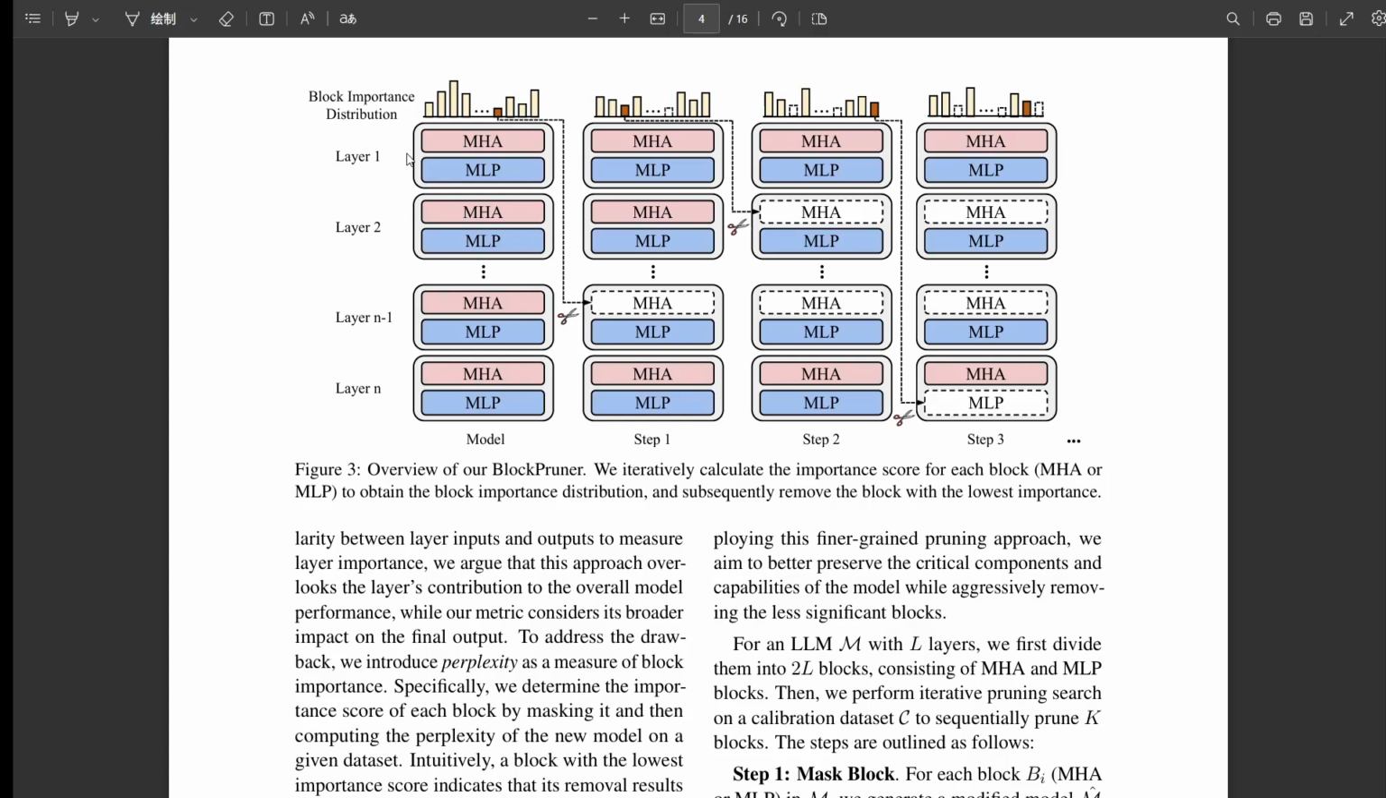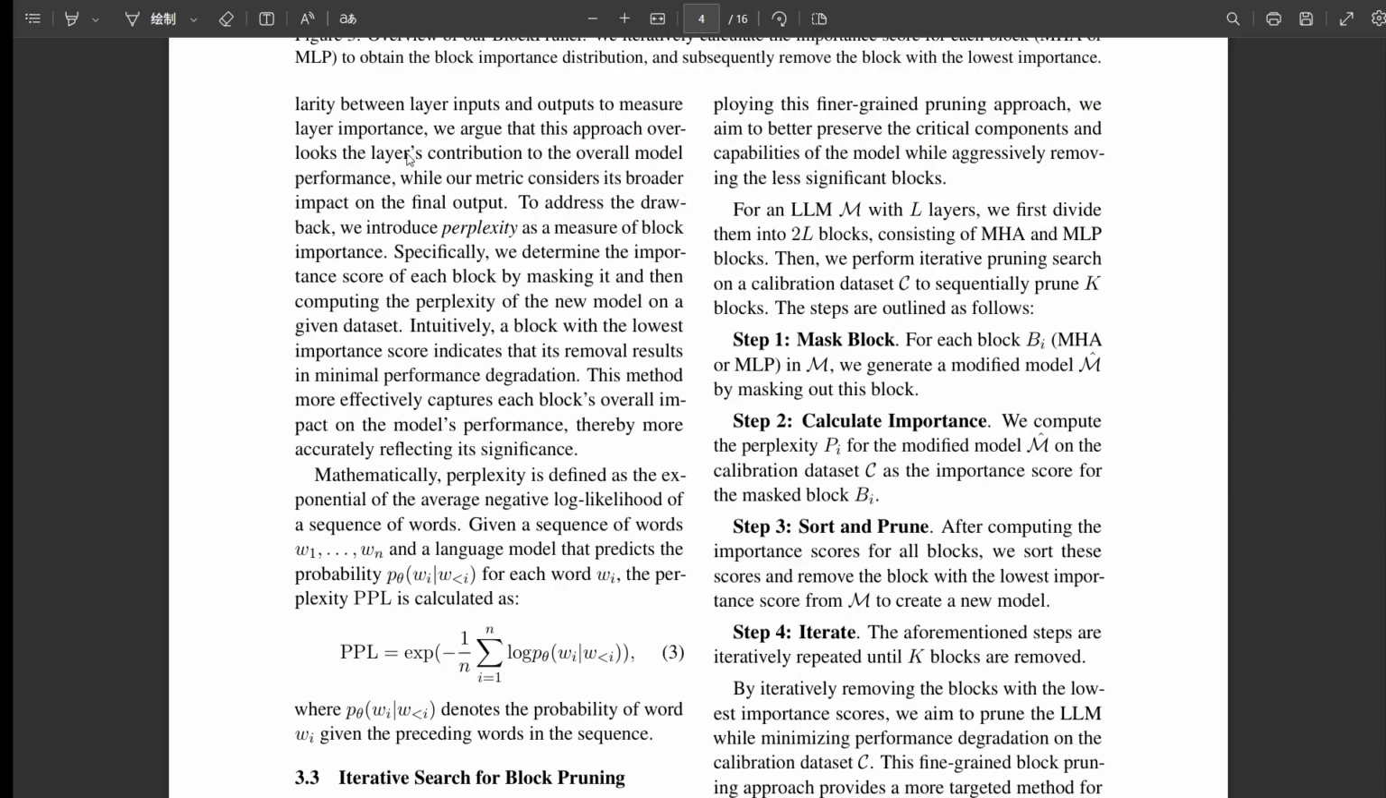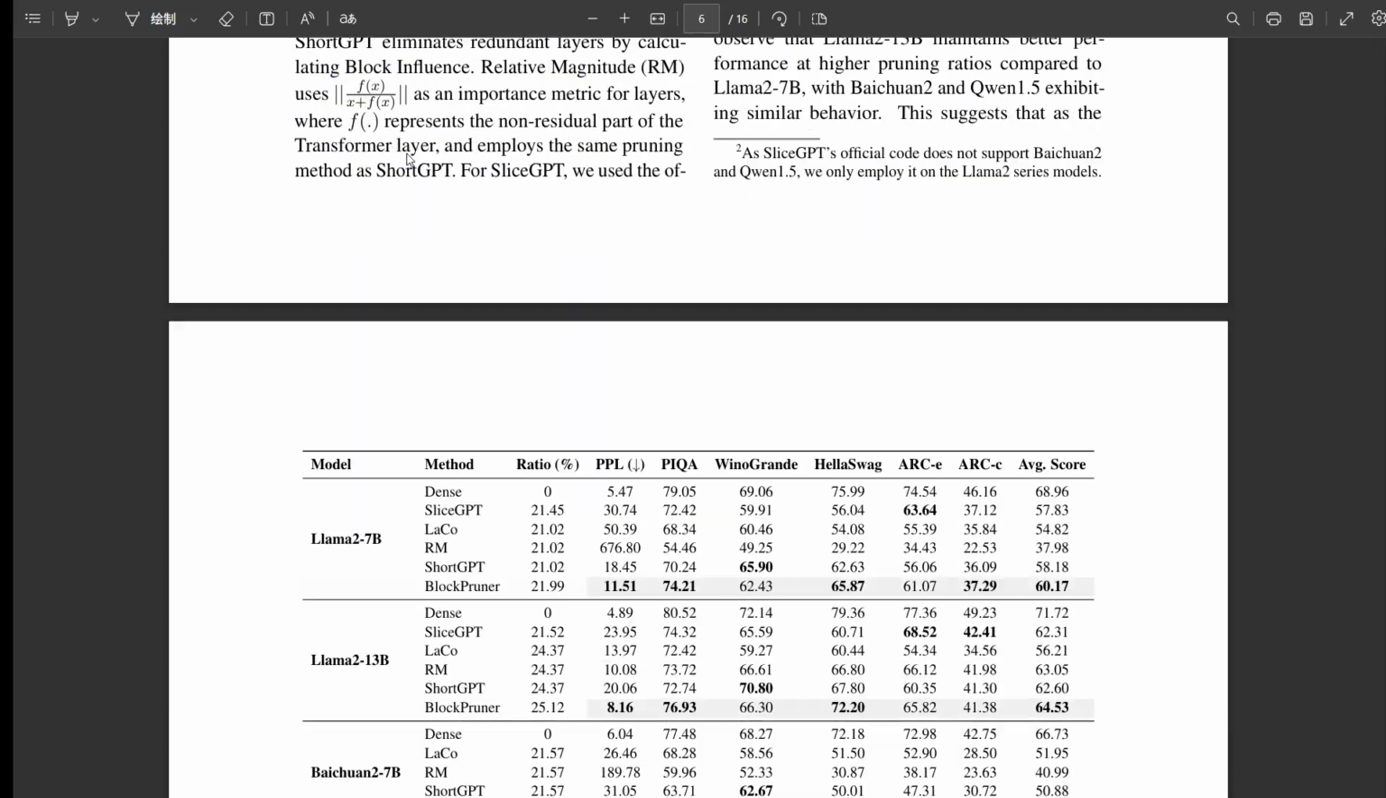Precisely. And they dug deeper into the redundancy of the MHA versus the MLP blocks themselves. What did they find there? Was one type more redundant? That was fascinating, actually. Their analysis showed that, particularly at lower pruning ratios, removing MHA blocks, the attention blocks, resulted in less performance degradation compared to removing the MLP blocks. Huh. Which suggests that maybe the MHA modules initially hold more redundant capacity or are less critical early on than the MLP modules.